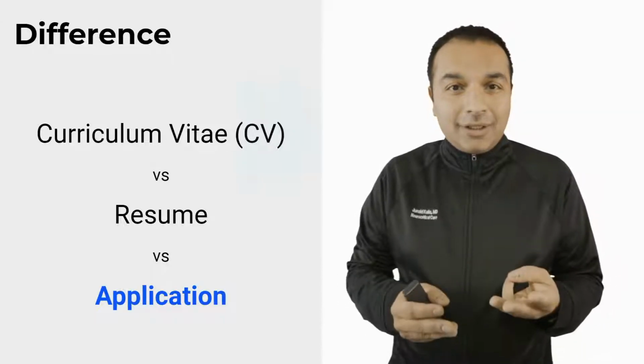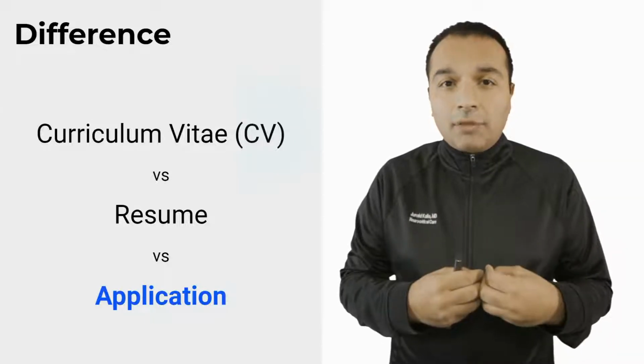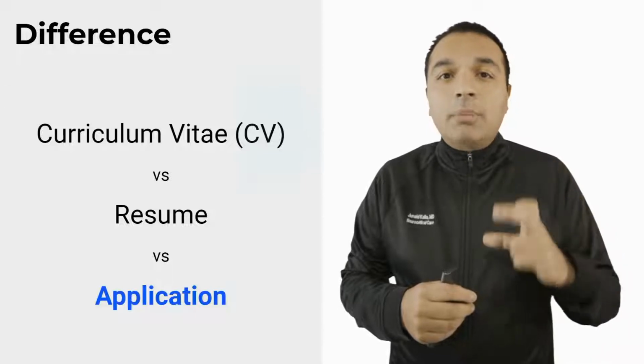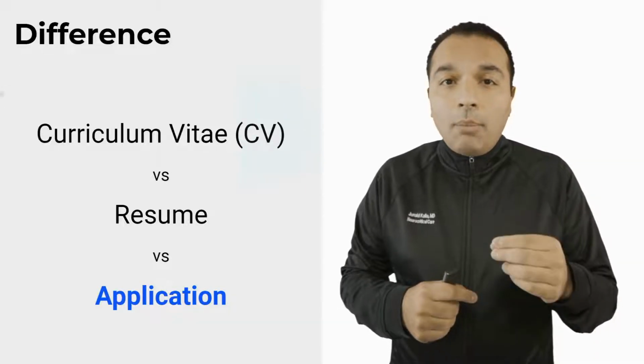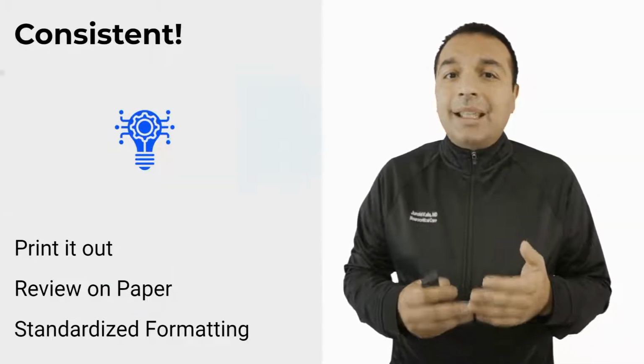An application is different. An application is something that comes to you in a standardized format. It has drop-down menus, it has check boxes, and it has areas and boxes in which you have to put information in the format in which they asked you. And the reason behind it is standardization and consistency.